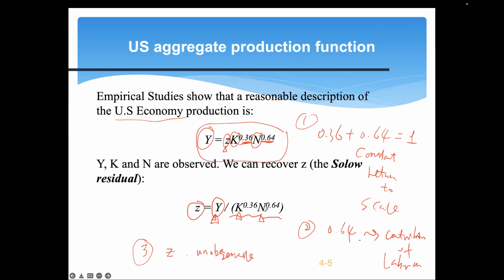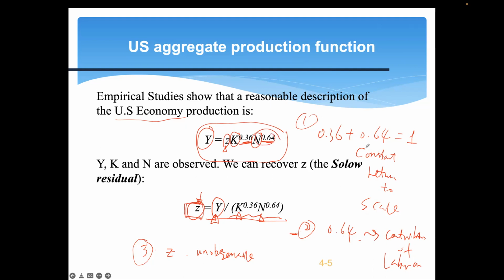But we do not directly observe the quality of our production. Like, what is the quality of our institutions? What is the quality of the computers we use? We can only implicitly observe these. How? We are going to use this formula: Y divided by the product of these two terms. That's going to give us Z. So this is number two, and the numbers here are the contributions.